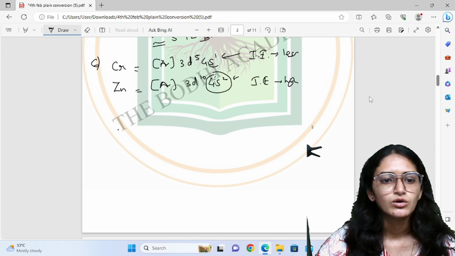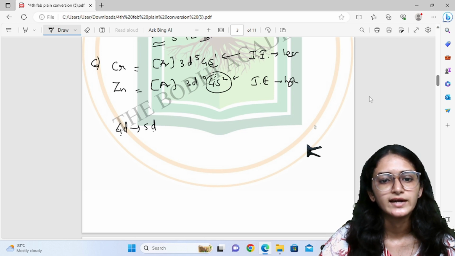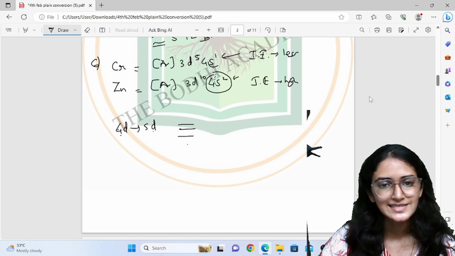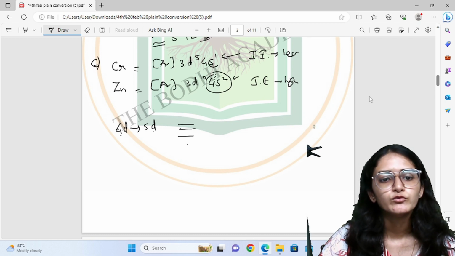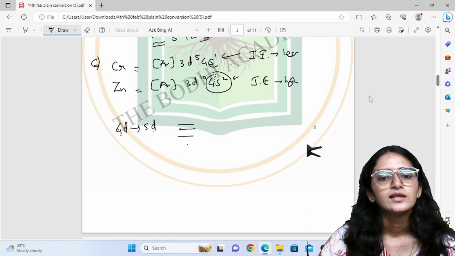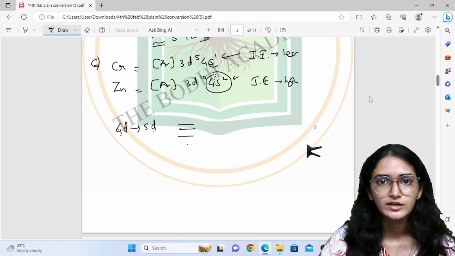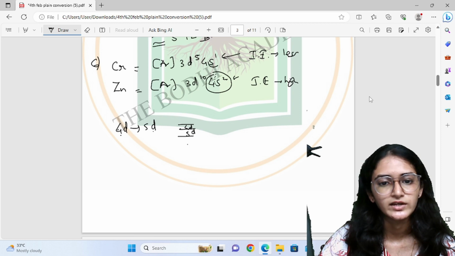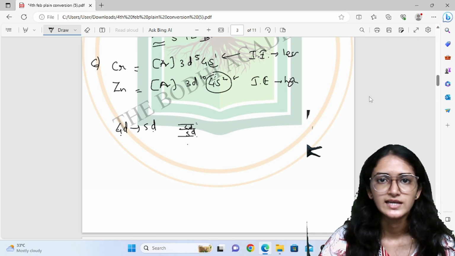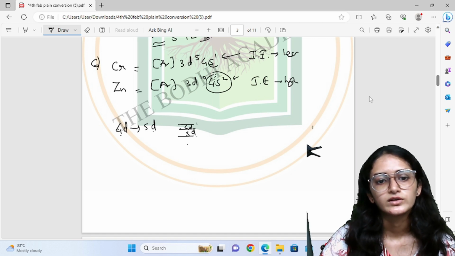If you go from 4d to 5d, that is from one group to the second group, we know that going down the group more shells are added, so atomic size increases. But if you go from 4d to 5d in this series, the size does not increase, it remains almost the same. The elements from the 4d series and the 5d series have almost the same size. What might be the reason?